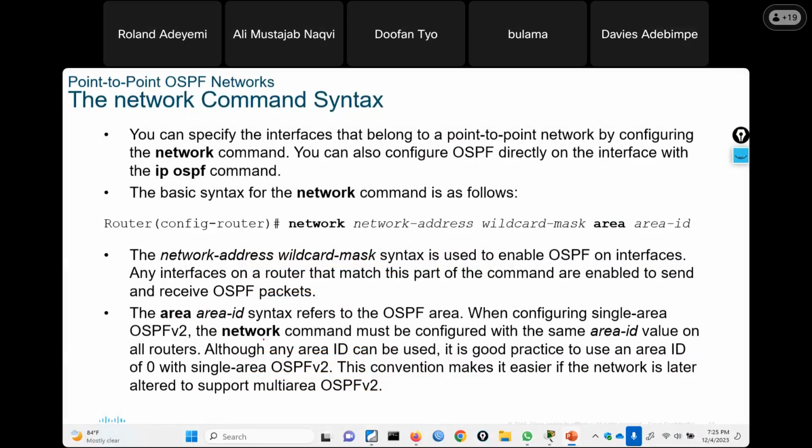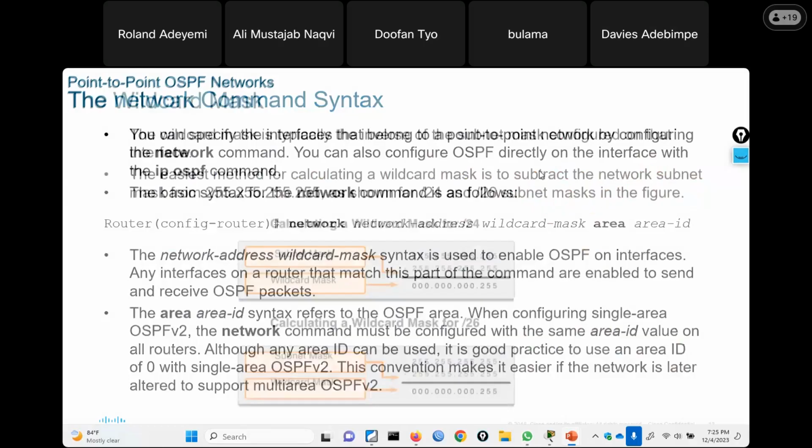Although the area, when configuring a single OSPF version 2, the network command must be configured with the same area ID. Yeah. So if you have a router here, whatever area you configure here, the area must also be configured here. If one side is area 1 and the other side is area 0, they cannot communicate. They won't form neighbor. They must be in the same area. Okay, that one is not a problem.